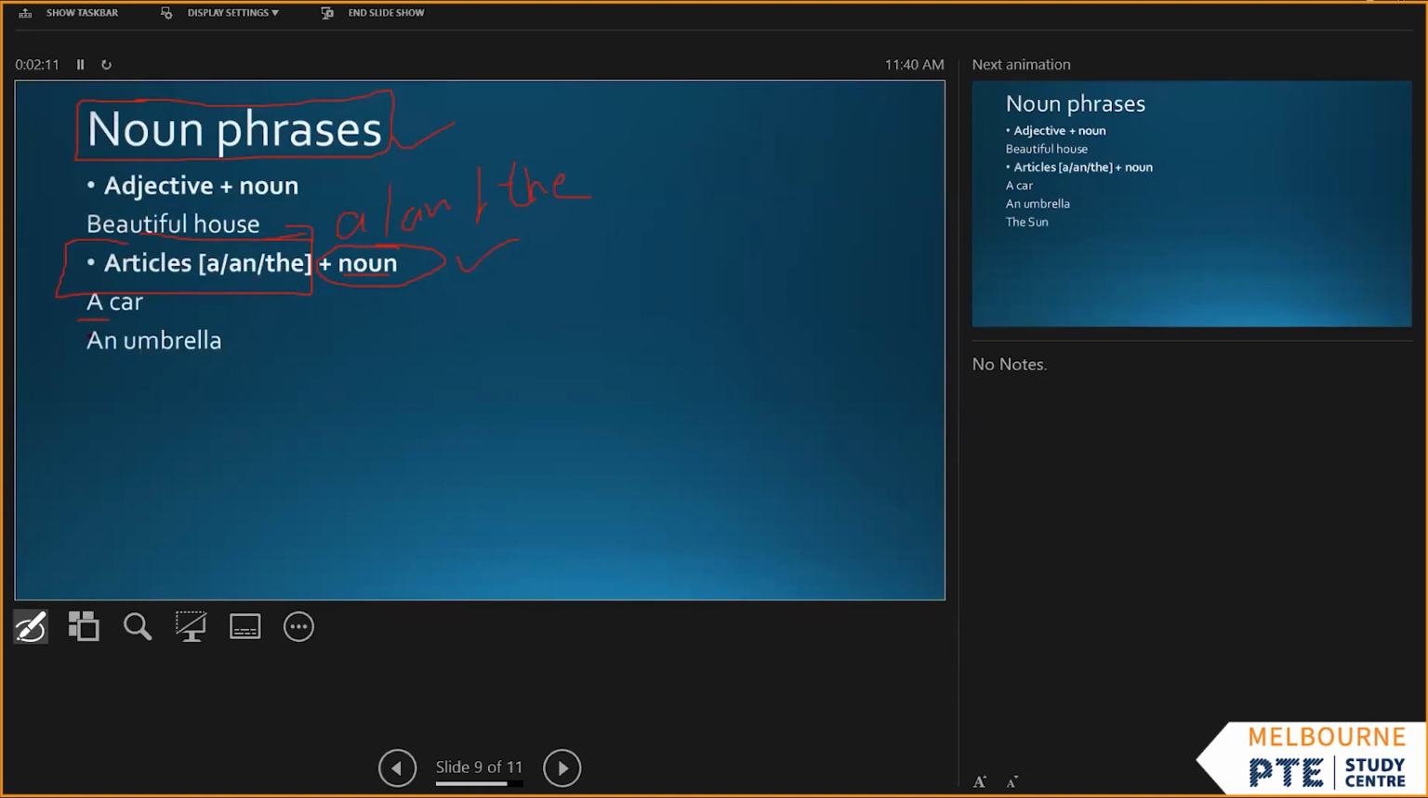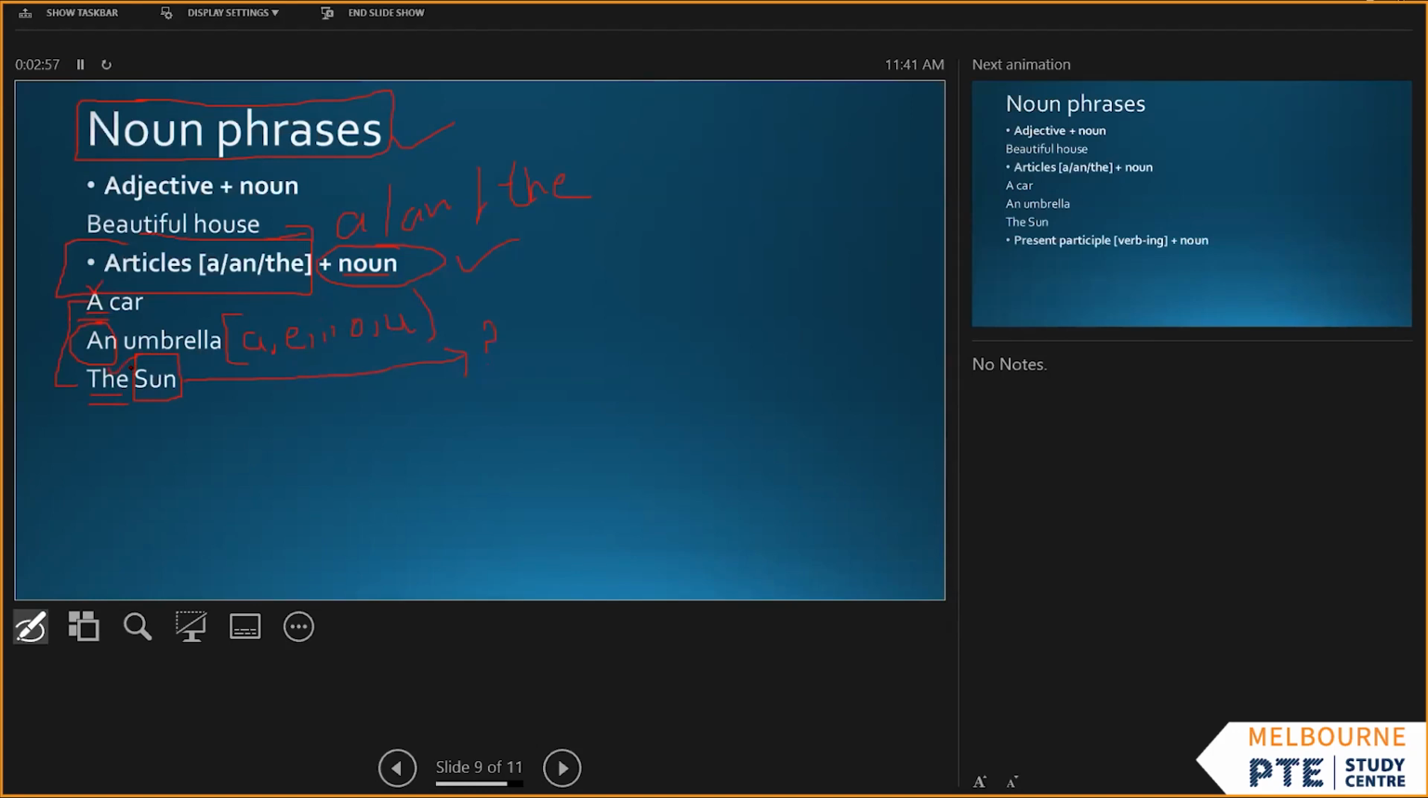and with an, I believe a lot of you would know, you use it with vowels: a, e, i, o, u. And the article the can also be used with nouns. Can anyone tell me what is the difference between the use of article a and the article the? Yes, good. So article a can be used with any noun, or more specifically, you can say common noun. But with article the, you're referring to something specific. So you can say the is used mainly with proper nouns.